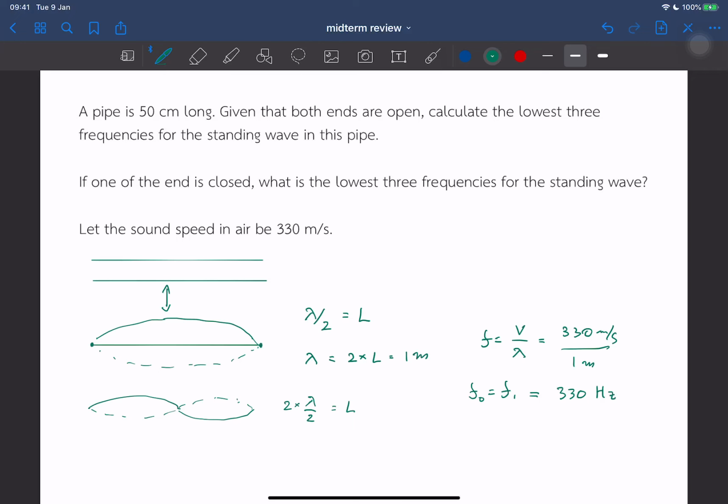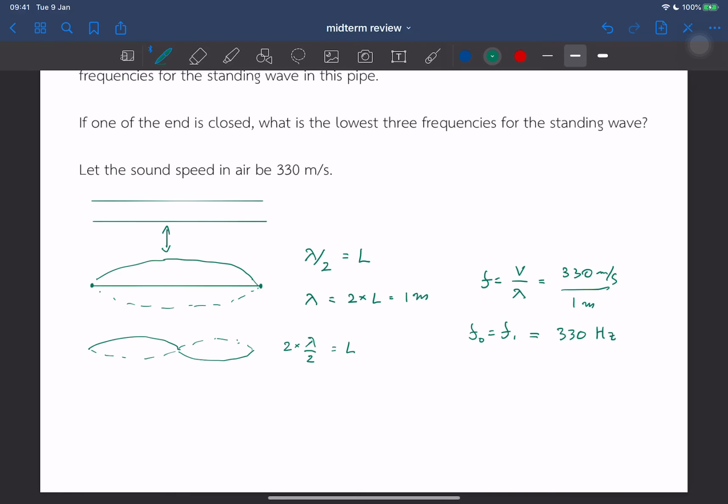But if you remember that in this case, the second harmonic is the one that you need to write down. So you don't really need to rethink about this, because you can just say, okay, the next one is F2 equal to 2 times F1, or 2 times F0. So that's going to be 660 hertz.